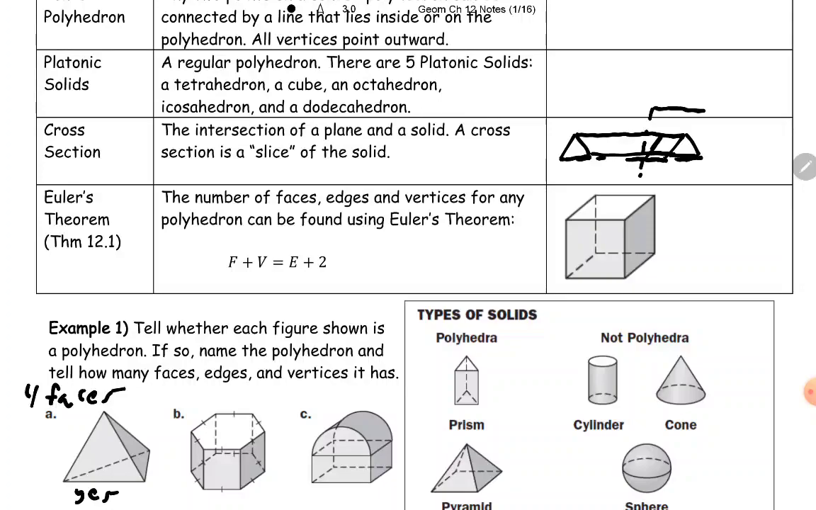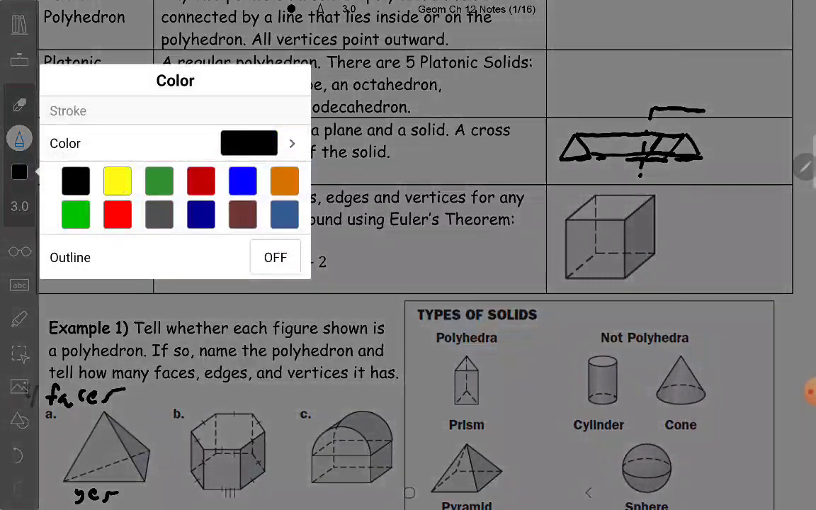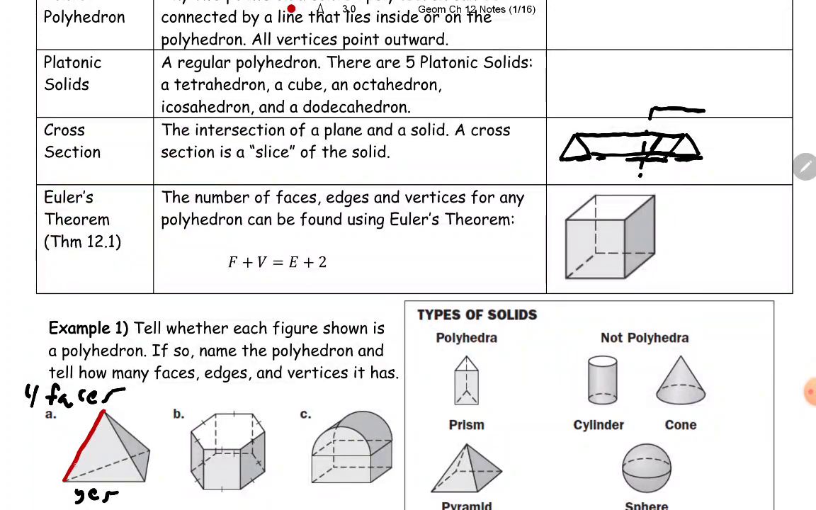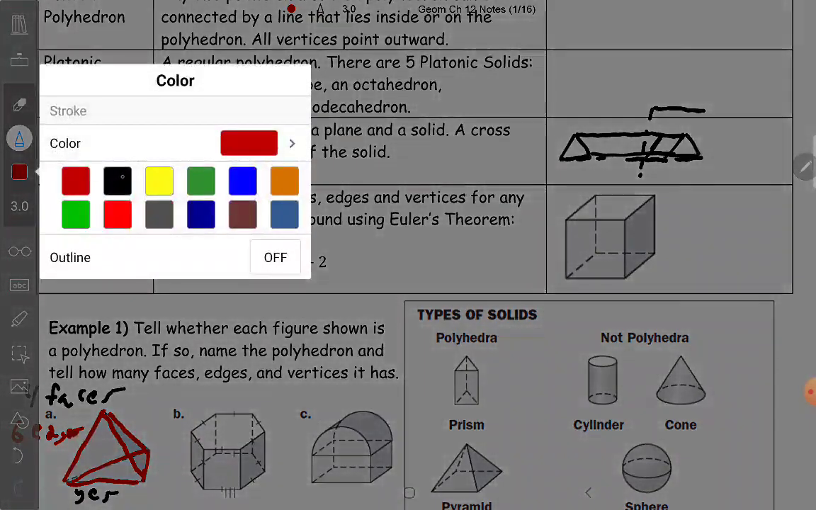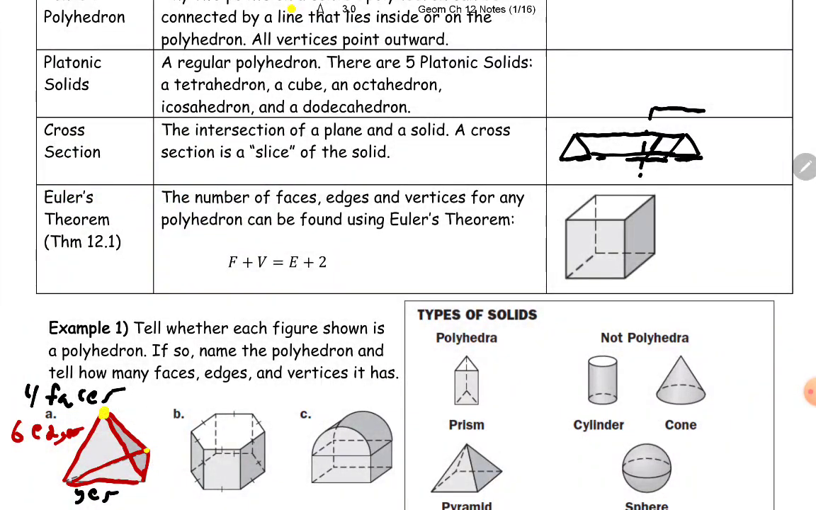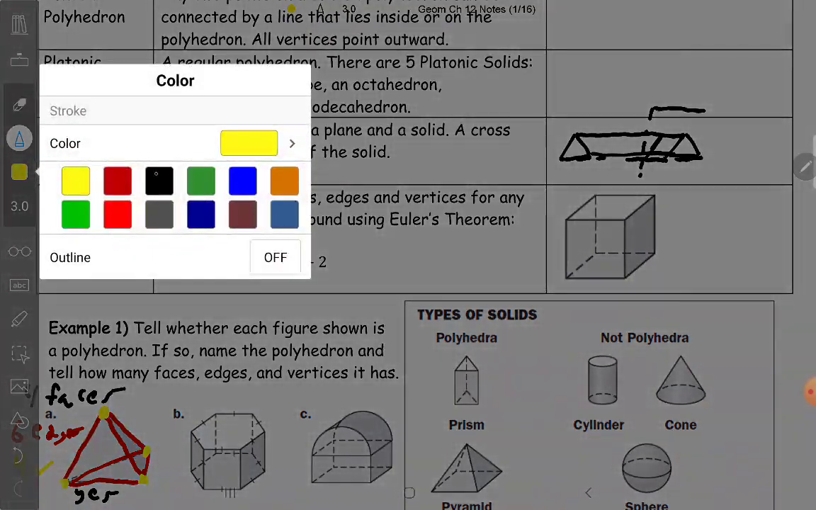Now we count the edges. So I'll use red here. That's 1 edge. 2 edges. 3, 4, 5, 6. So 6 edges. And then looks like 4 vertices. Corner, corner, corner, corner. So this would be a pyramid. A triangular pyramid.